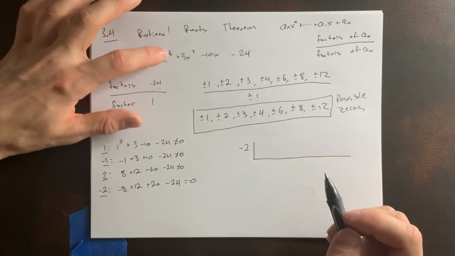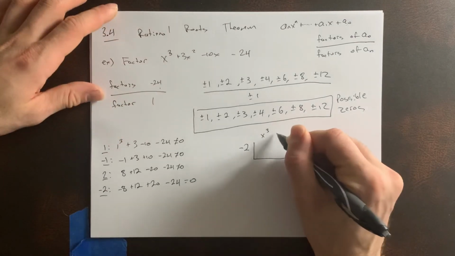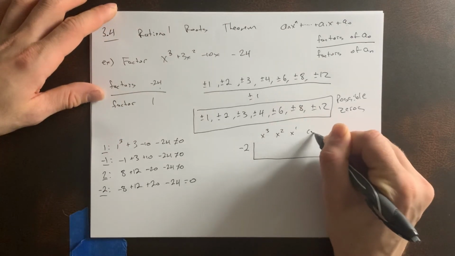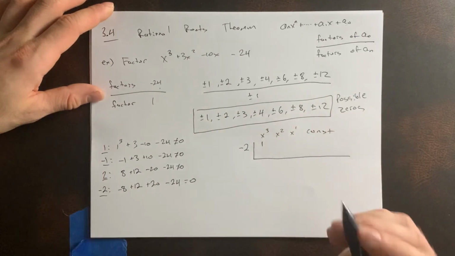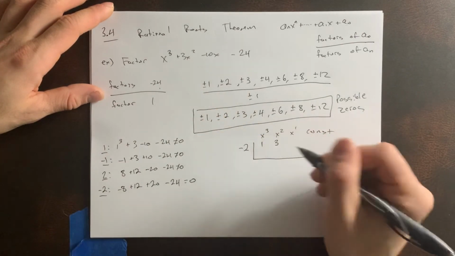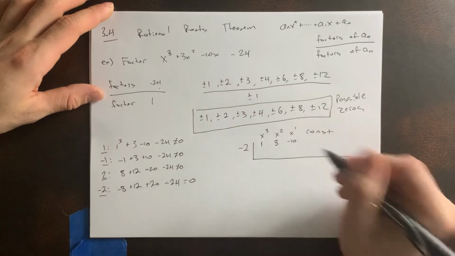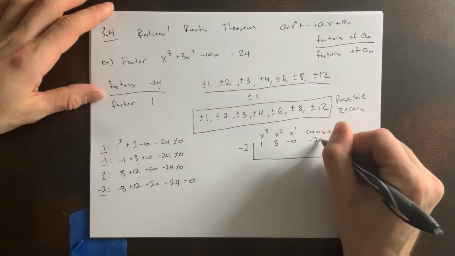So the biggest thing we see up here is an x to the 3. So we need our x to the 3 column, x squared, x to the 1, constant. Okay, the number in front of our x to the 3, that's just 1. In front of the x squared, that's 3. In front of the x, that's minus 10. And the constant term is minus 24.